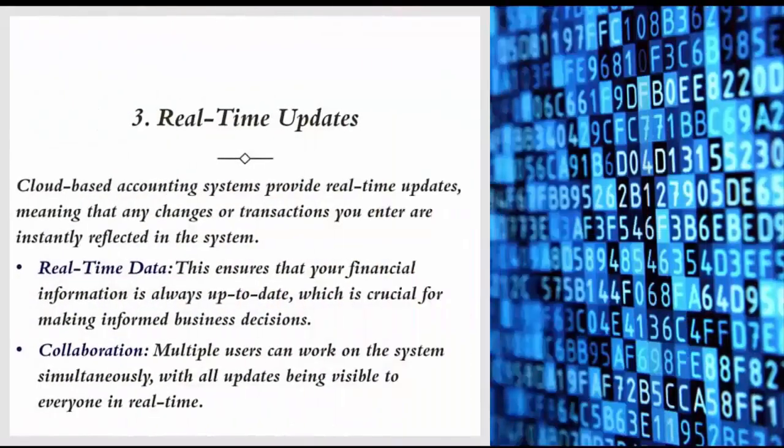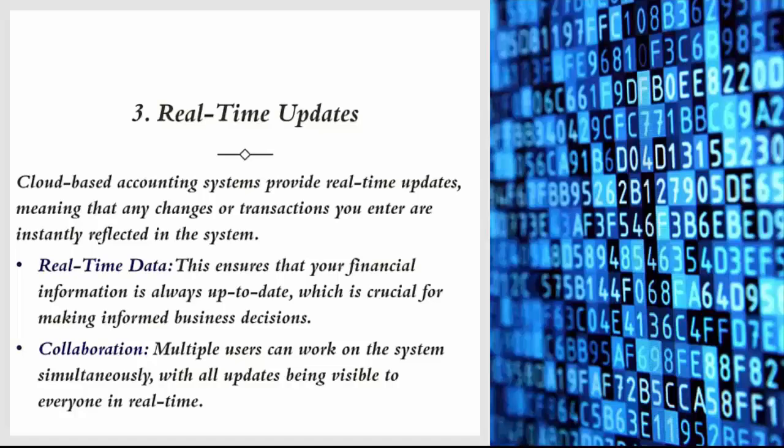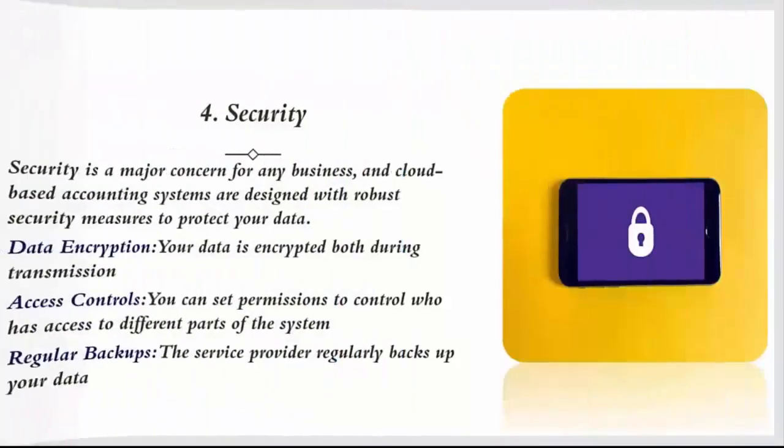3. Real-time updates. Cloud-based accounting systems provide real-time updates, meaning that any changes or transactions you enter are instantly reflected in the system. Real-time data. This ensures that your financial information is always up to date, which is crucial for making informed business decisions. Collaboration. Multiple users can work on the system simultaneously, with all updates being visible to everyone in real time.